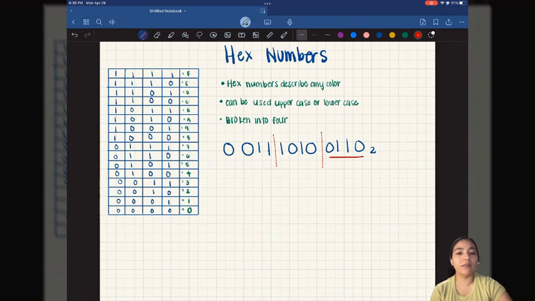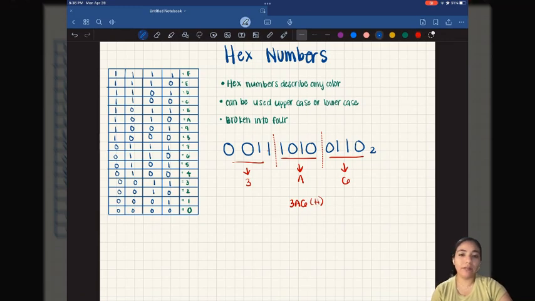So our 0110, we're going to come over to our table and see which value that equals, and that is going to be our 6. The middle group 1010 gives us an A, and 0011 gives us a 3. So that binary to hex is going to give us 3A6.